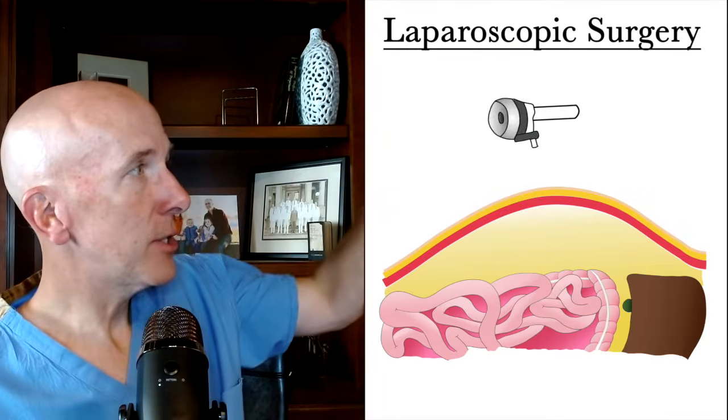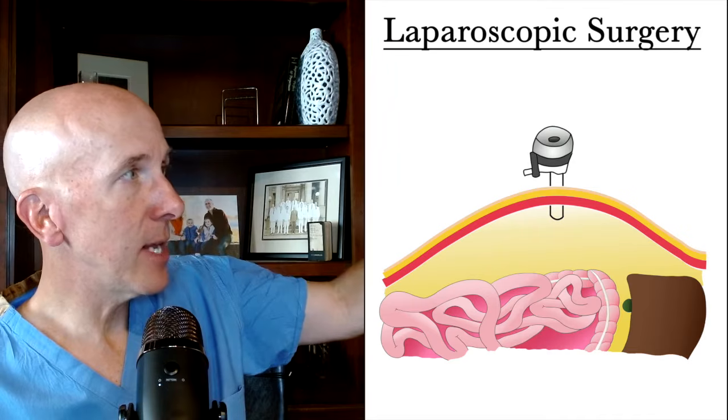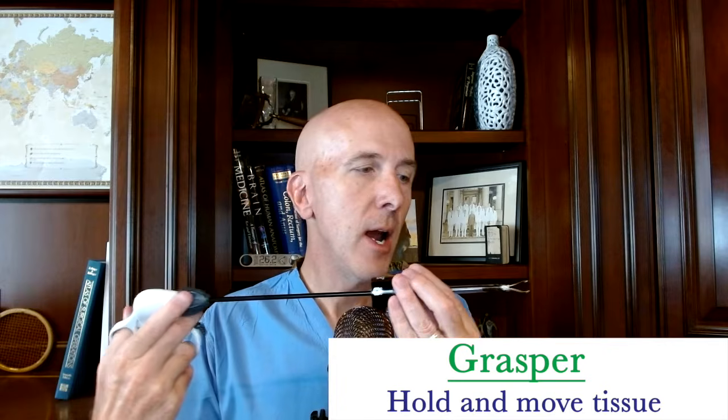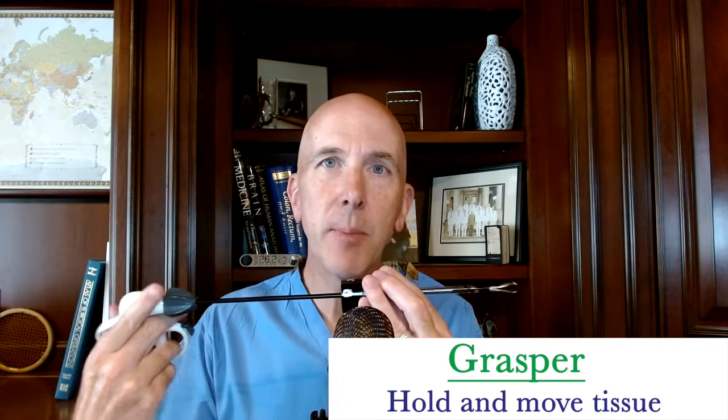Once we've created that cavity, we need a way to move instruments in and out of that cavity without air leaking out. So we take a device like this called the trocar, we place that through small incisions into the abdominal cavity, and that allows us to exchange instruments in and out and perform the operation safely. Instruments such as this, a grasper, and we use this through the trocar, and this allows us to grab tissue, manipulate it, so we can perform the operation.